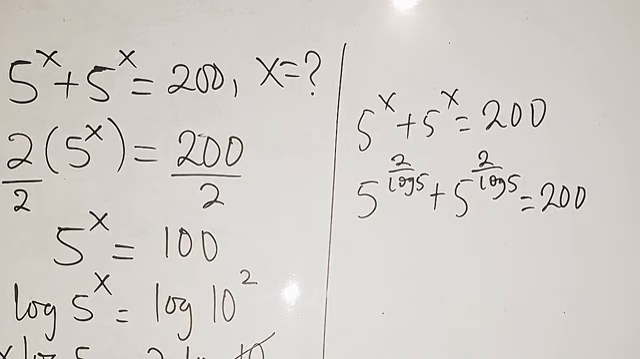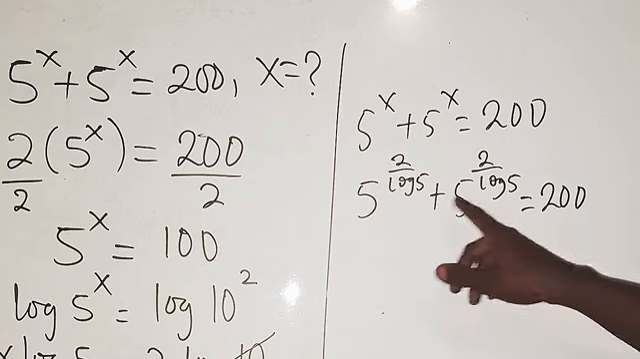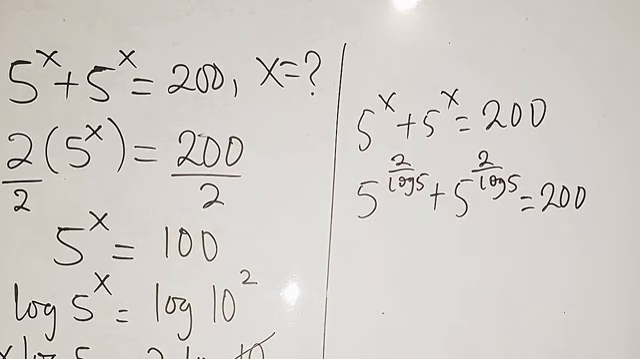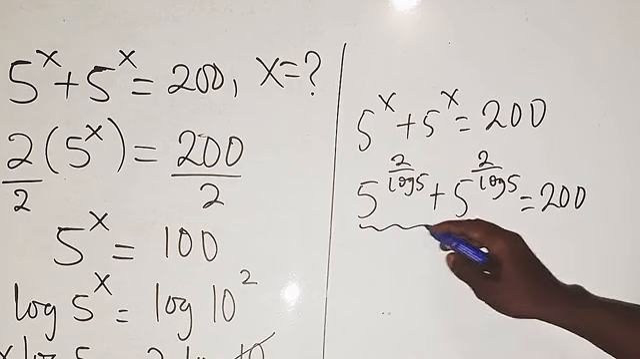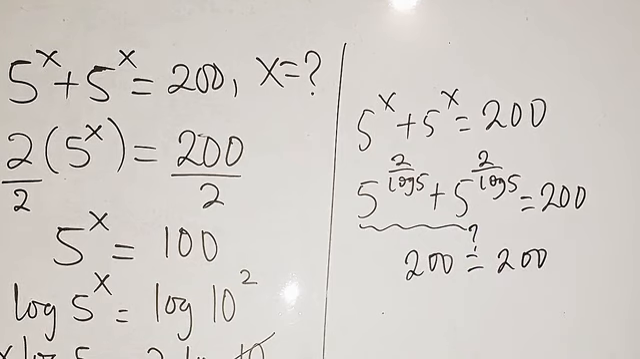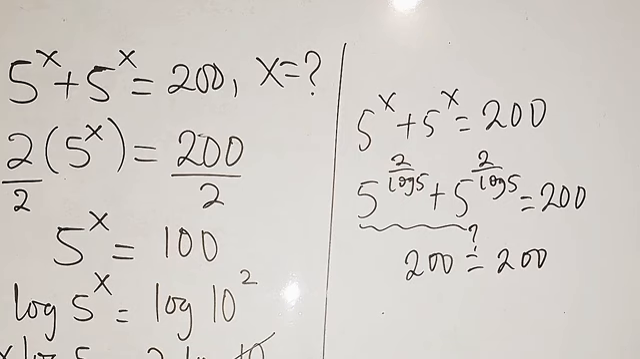All right, so in order not to waste much of our time on this, because we are just trying to check, you can just use your calculator to compute this left hand side. You're going to see that everything here is going to be 200, then equals 200, right? So we show that the value of x, 2 over log 5, is the solution to the problem up there.